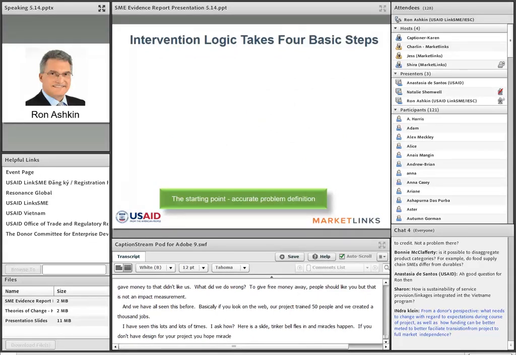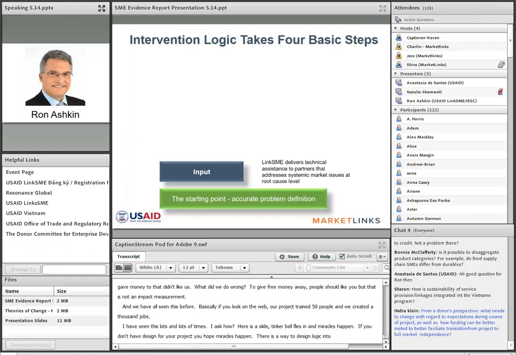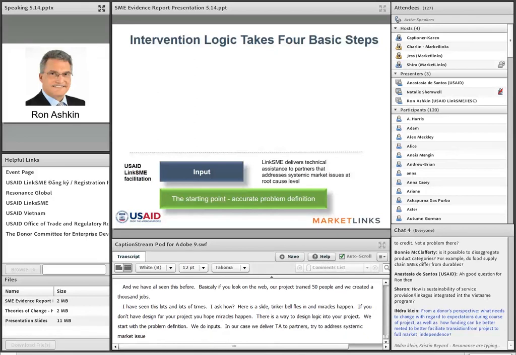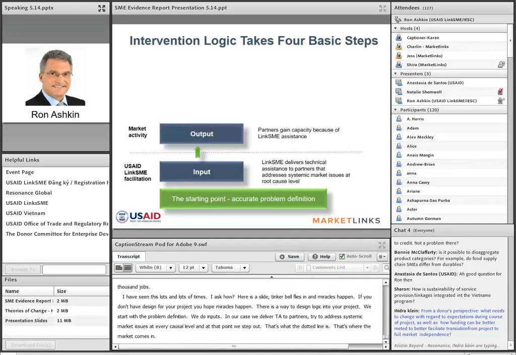But actually, there is a way to design practical intervention logic into your project. So we start with accurate problem definition. We do inputs. In our case, we deliver TA to partners. We try to address systemic market issues at root cause level. And at that point, we step out. That's what the dotted line is. That's where the market takes over. So we facilitate.